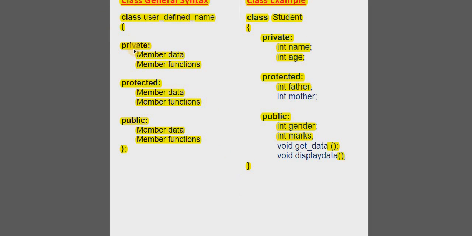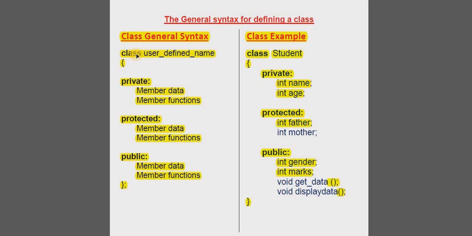Okay, after writing this syntax you have to explain it. What is class? Class is a keyword. It is used to declare a class. Then what is user defined name? User defined name is any name given by user. Okay, what is access specifier? Okay, now we will see in next topic. What these private, protected, public are, we will see in detail in the next topic.